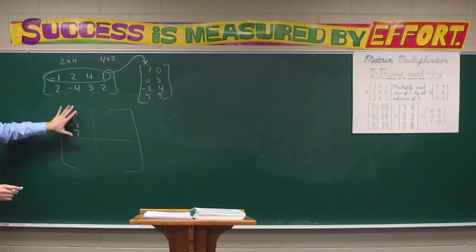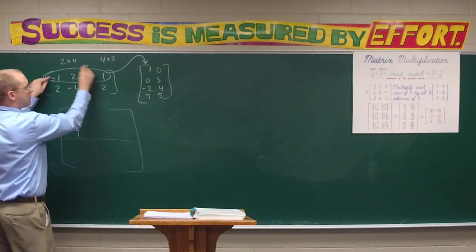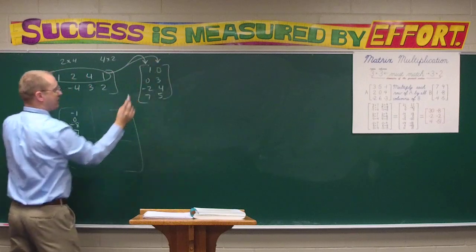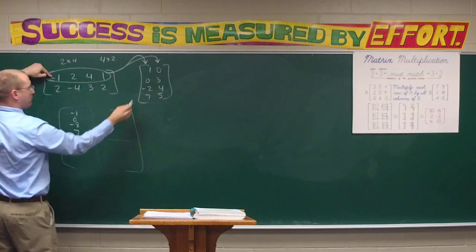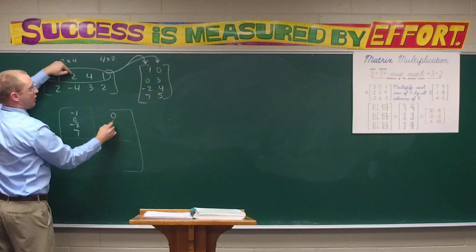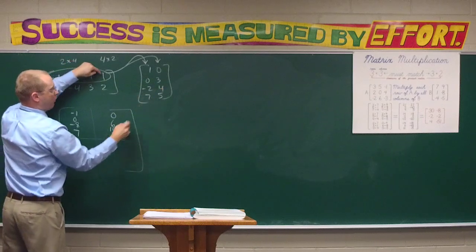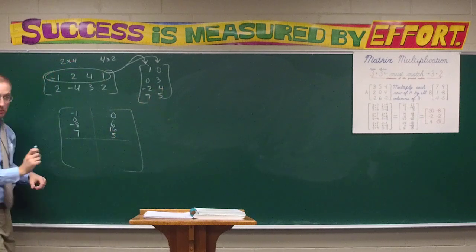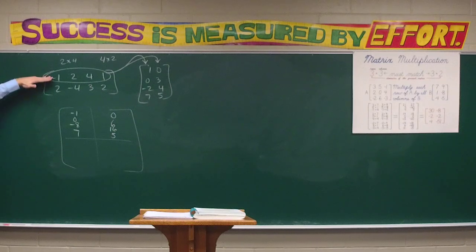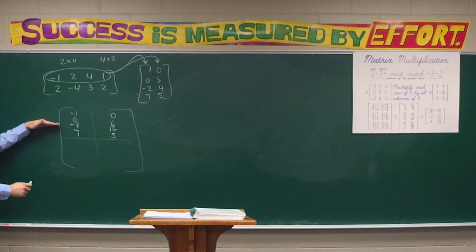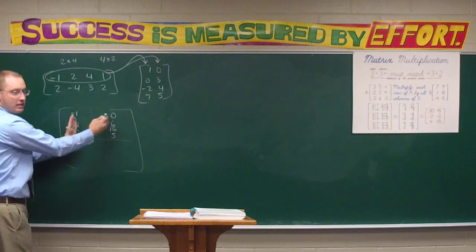That's that box. Now we're going to take the same row, drop it down the next column. Negative 1 times 0, 2 times 3, 4 times 4, 1 times 5. Do we see what we're doing? I'm done with the top row. The top row has now gone down the first and second columns.